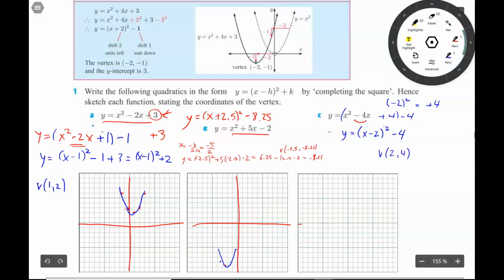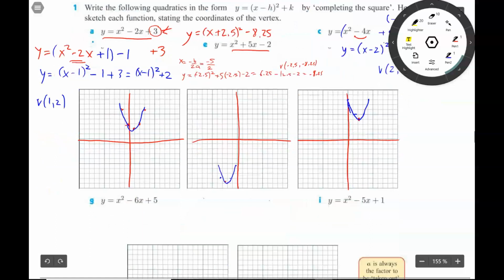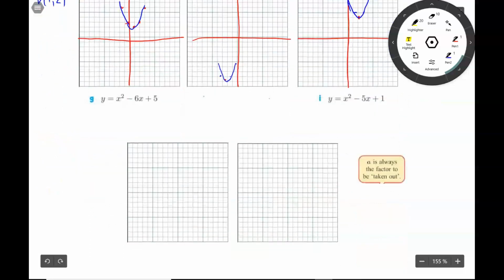And if we want to graph that, the vertex would be like here, 2, 4. And it is a parabola that opens up because the a value is 1. Okay, about like that. So we did that one by completing the square, but it was a quite easy one. And then we'll go back and, for example, this one we'll just do with negative b over 2a, okay?